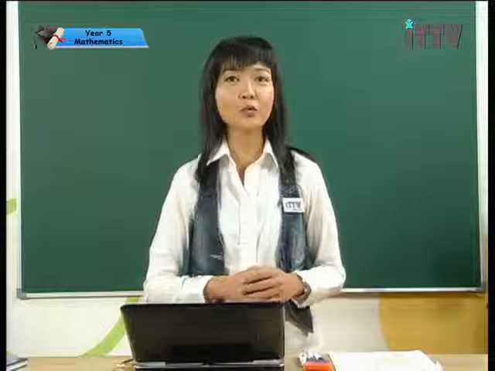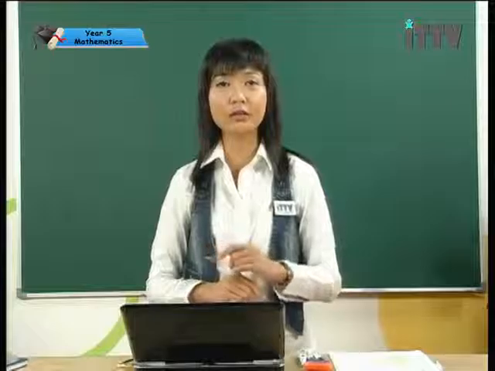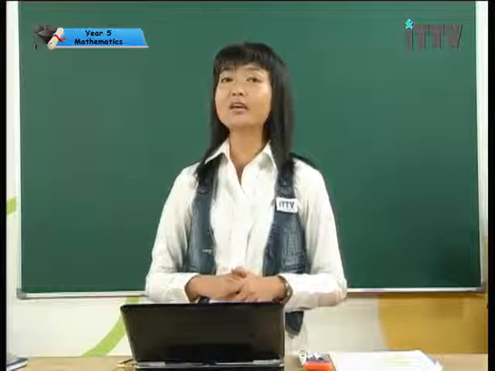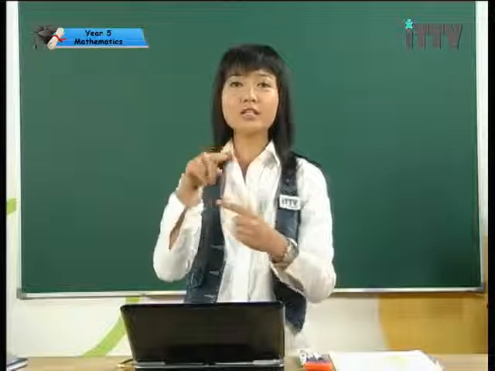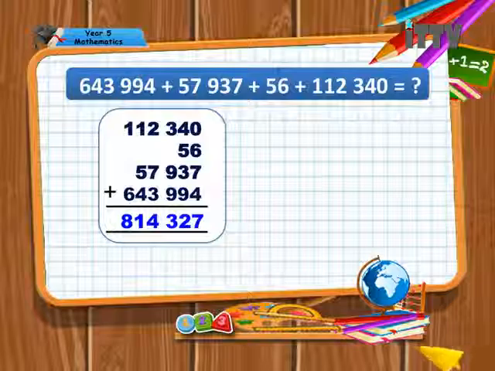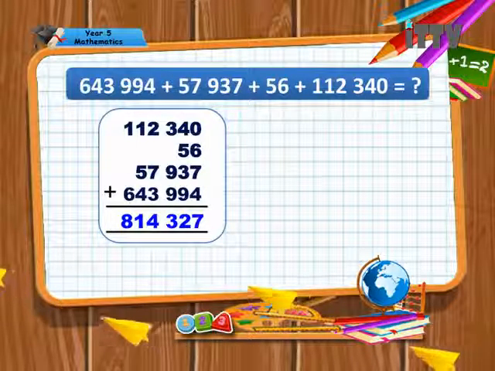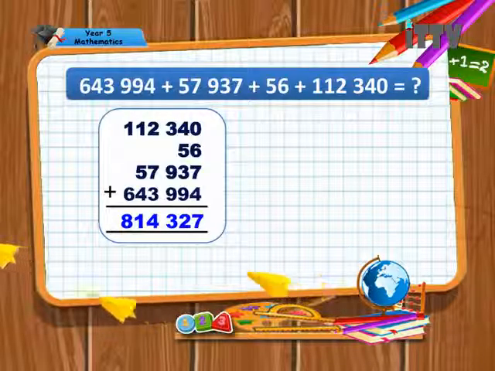Now here's a way to check the answer. In the previous lesson, we learned how to check the answer using estimation by rounding off the number. This time, we will check the answer using reverse addition. That means we rearrange the numbers and add them like this. You will get the same answer. This is to help you check the answer to make sure you get the right one. Let's move on to the next question.